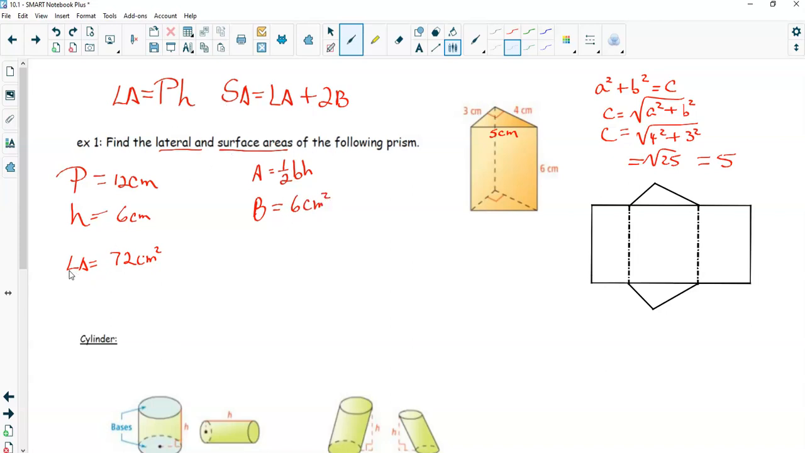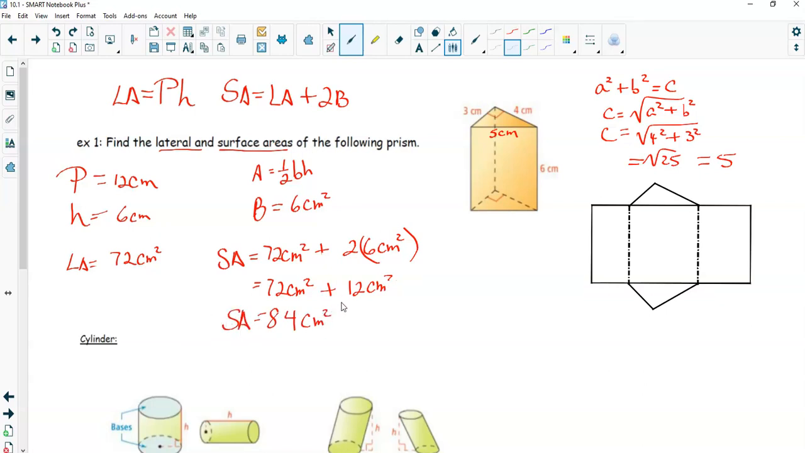I have the lateral area, which is 72 square centimeters, that goes right here. So the surface area is 72 square centimeters plus twice the area of the base, which is 6 square centimeters. So we have 72 square centimeters plus 2 times 6, that's 12 square centimeters. So you have a total of 84 square centimeters, and that's your total surface area. This is lateral, only the sides.